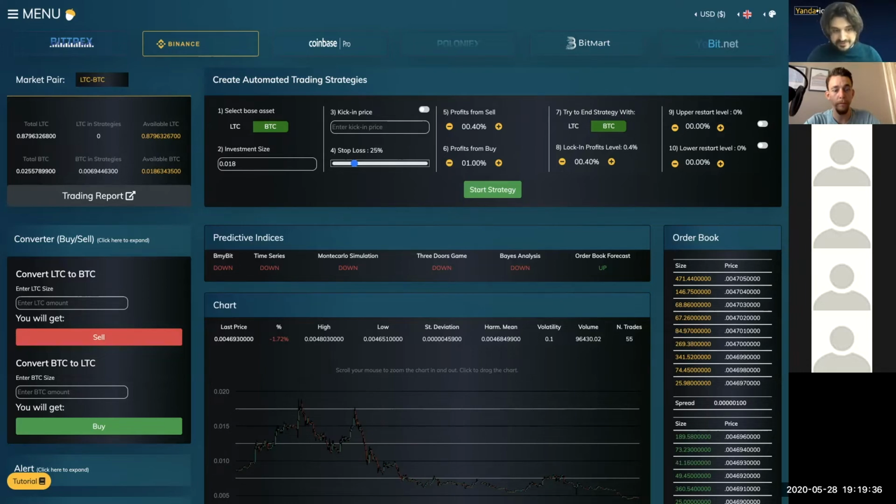I don't know if it makes sense. Chris, tell me if I can continue or not in this sense. Yeah, no, that makes sense for me. Yeah, I'd move on to steps 9 and 10 for the upper and lower restart levels.